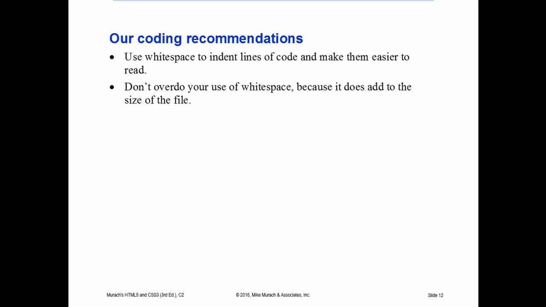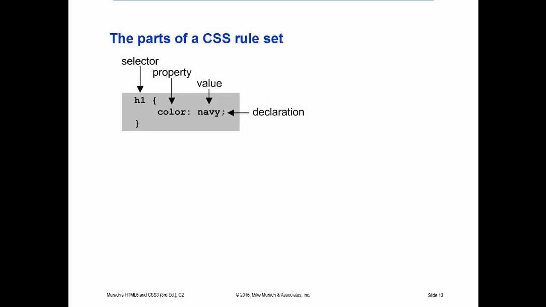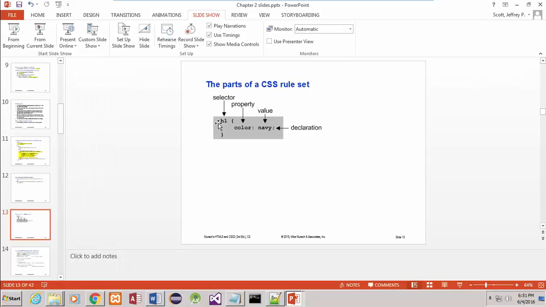Again, I like this. One of the reasons that I chose this book is I think that these authors get it. Notice, use white space to indent lines of code and make them easier to read, but don't overdo your use of white space. It adds to the size of the file, of course, that's one thing. But the other thing is it sometimes can make it harder when you have too much white space in it. All right, let's take a look at this example right here.